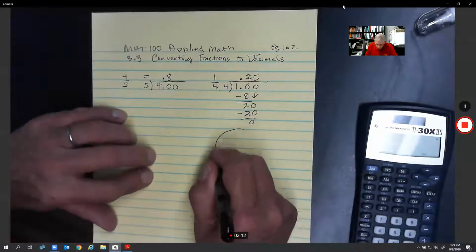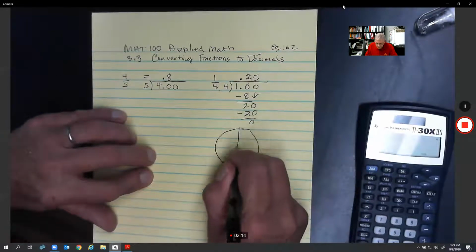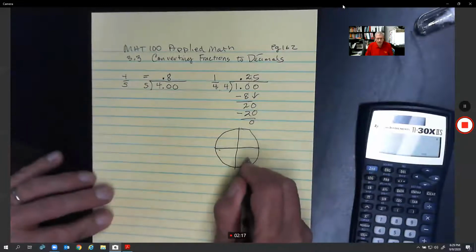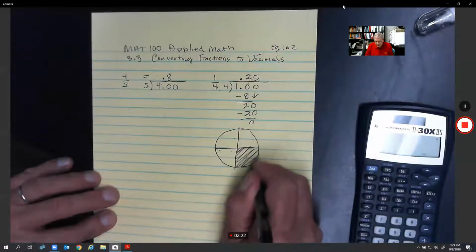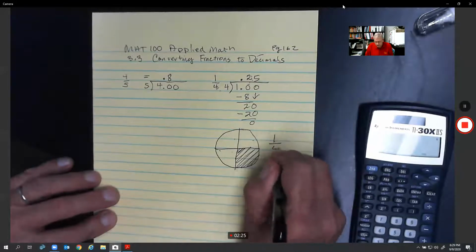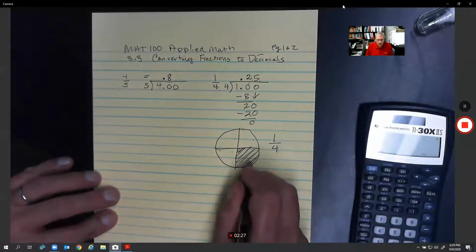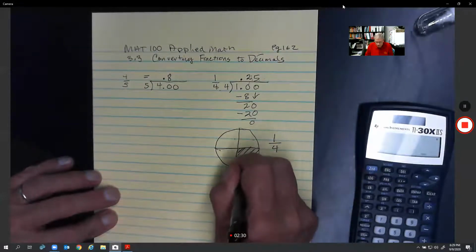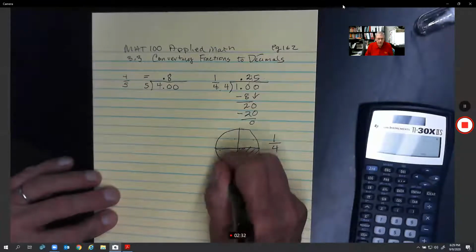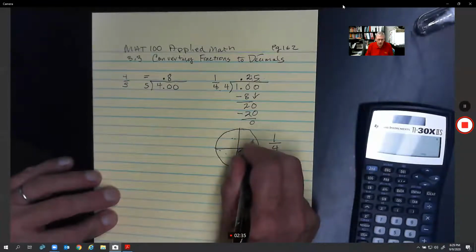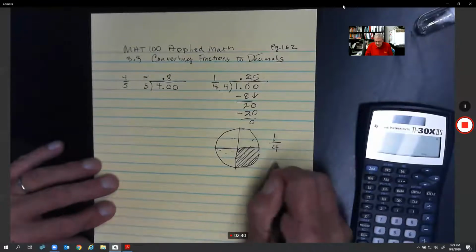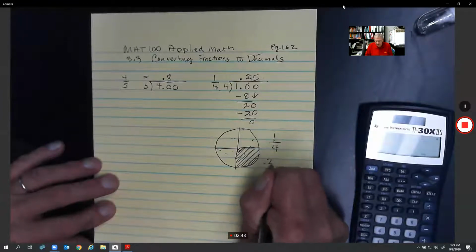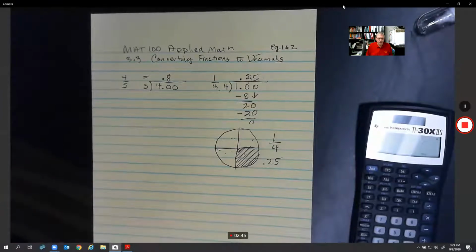Let's take a look at a circle. Here we have 1, 2, 3, 4. We have 1 shaded out of 4, 1/4. A quarter of the circle is shaded: 0.25, 0.50, 0.75, 1.00, one whole circle. So this is the same thing as 0.25, 25 hundredths of a circle. And it's pretty easy to do.